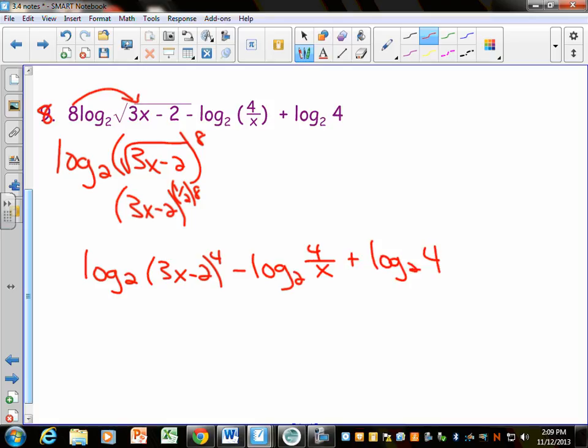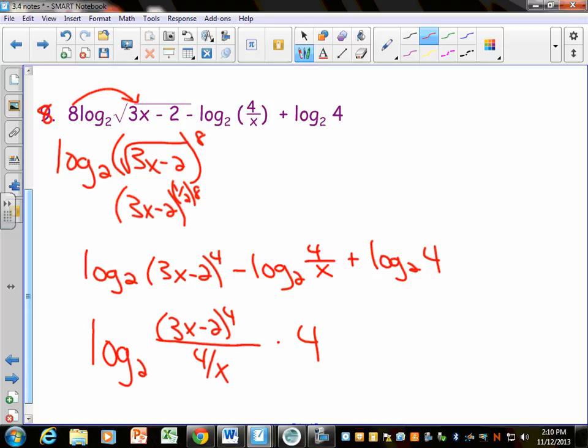What does subtraction mean? What does addition mean? So can I put that all as one logarithm? So 3x minus 2 to the 4th divided by 4 over x, times 4. The plus sign. If it was a minus sign, then it would all go in the bottom. So if it was minus minus, then it would all go in the bottom. Because it's a plus, that means it's multiplied out next to it. Does that make sense? Do I want you to leave it like that?